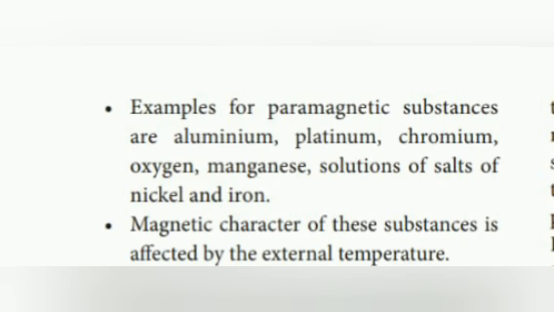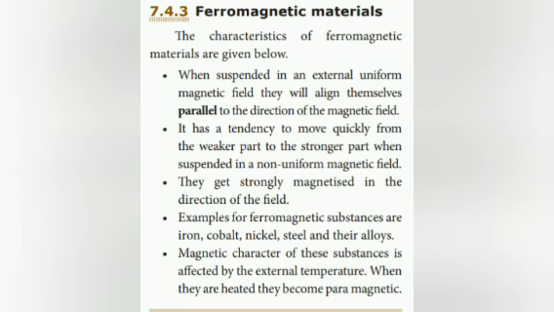The magnetic character of these substances is affected by the external temperature. In a diamagnetic material, the magnetic character is not affected by the external temperature, but in a paramagnetic material, the magnetic character of the substance is affected by the external temperature.